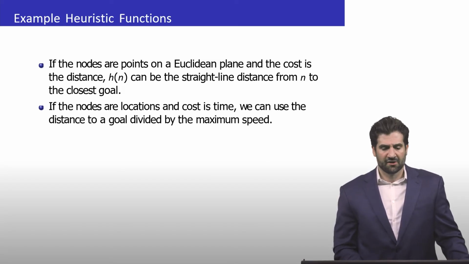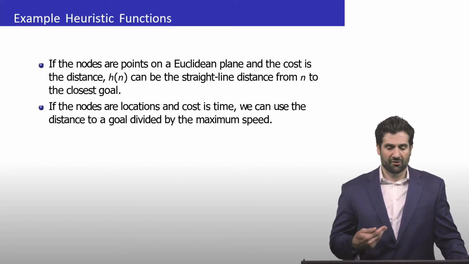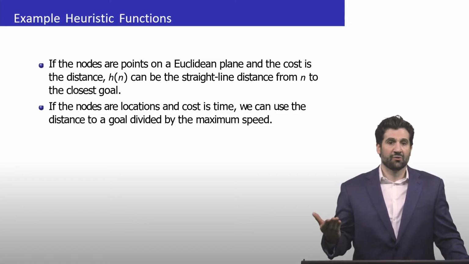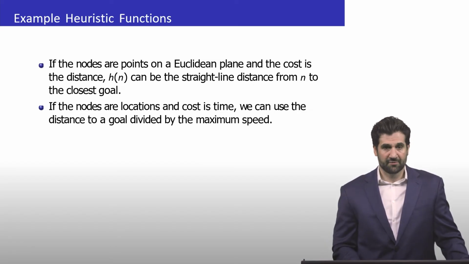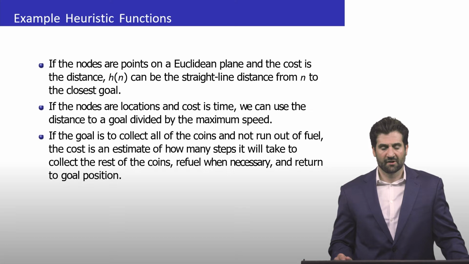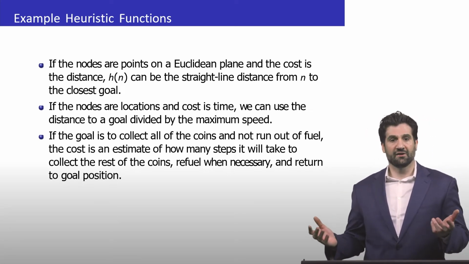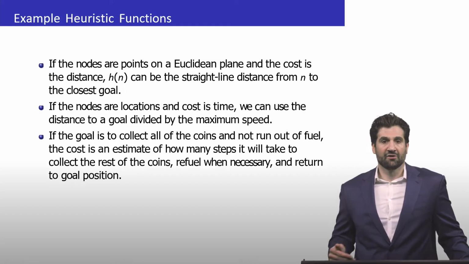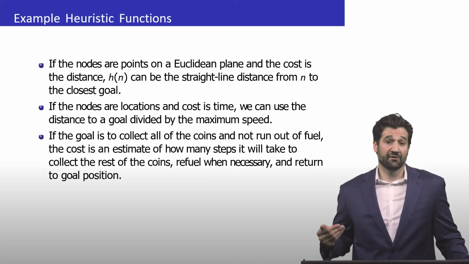And so if we have things like where the nodes are locations and the cost is time, we can use the distance to the goal divided by the maximum speed. And if the goal is to, say, collect all coins and not run out of fuel, the cost is an estimate of how many steps it will take to collect the rest of the coins, refuel, and then return to the goal position.